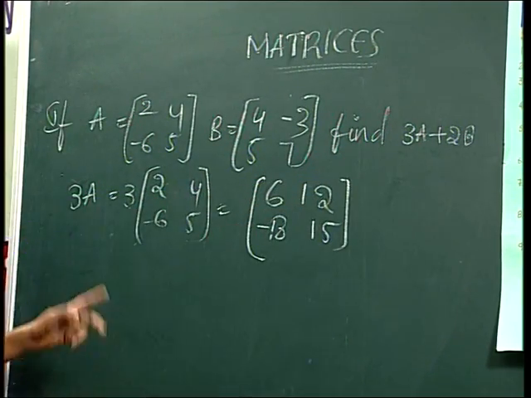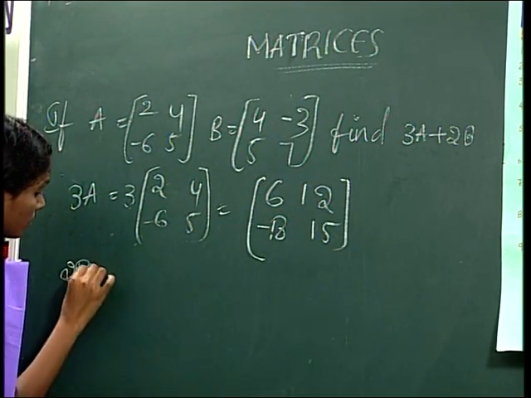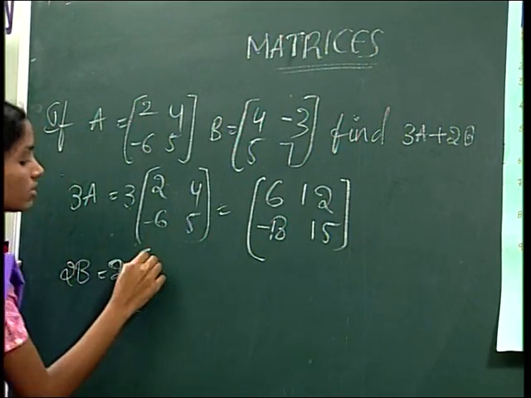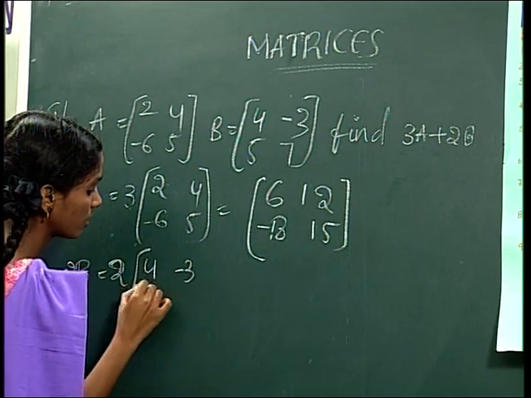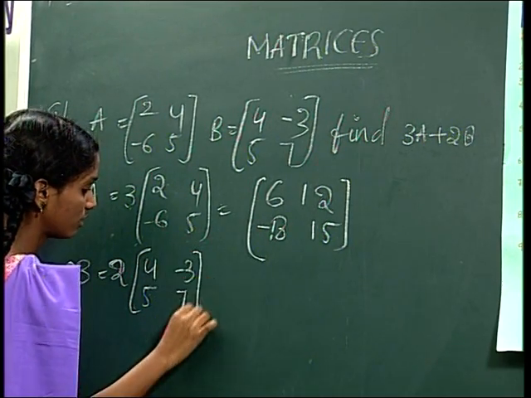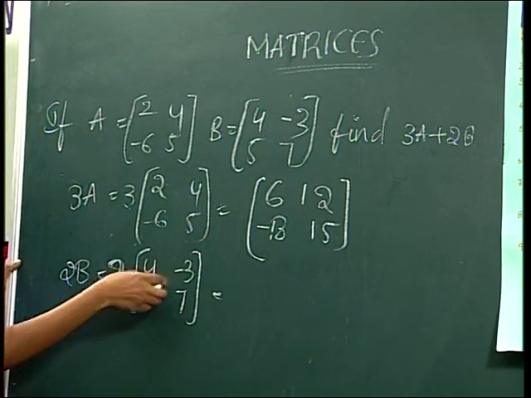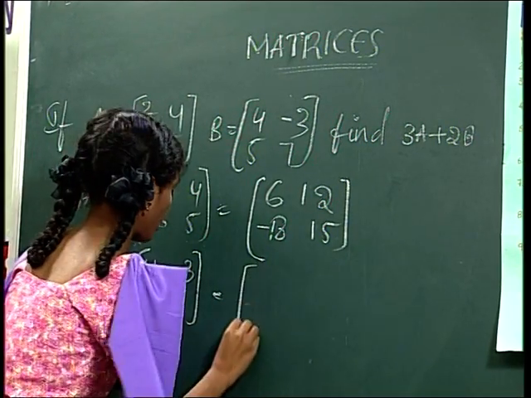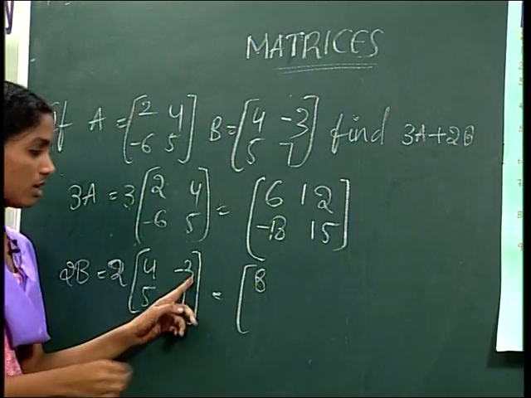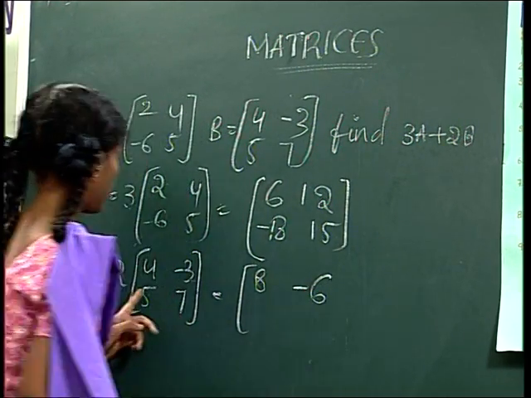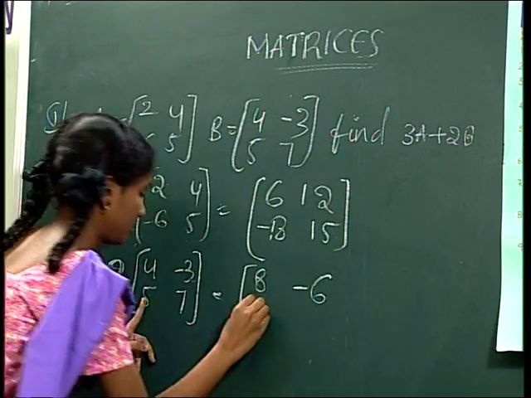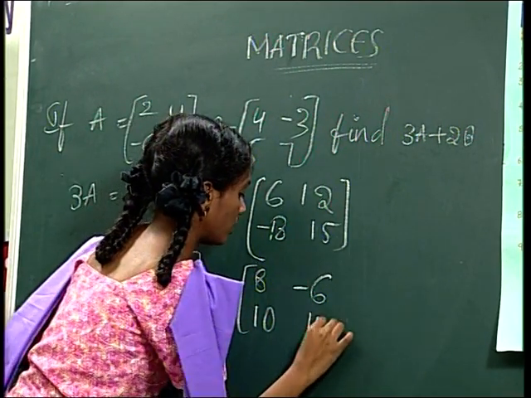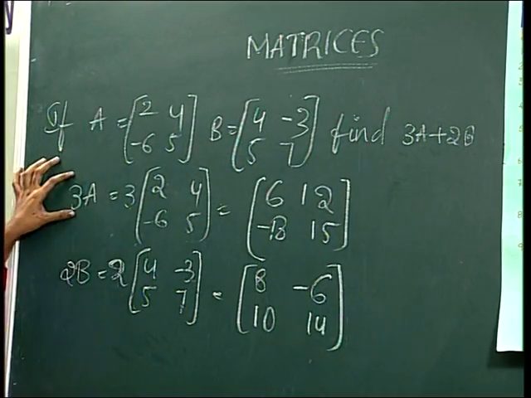2B means 2 into B. We should multiply 2 with matrix B. What is the B matrix? 4, minus 3, 5, 7. This matrix will be multiplied by 2. 2 fours are 8. 2 into minus 3 is minus 6. 2 fives are 10. 2 sevens are 14. This is 3A and 2B.